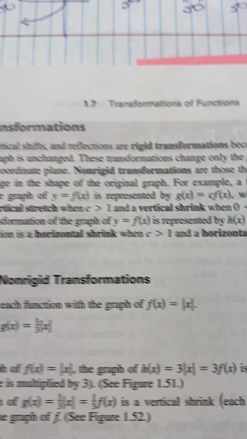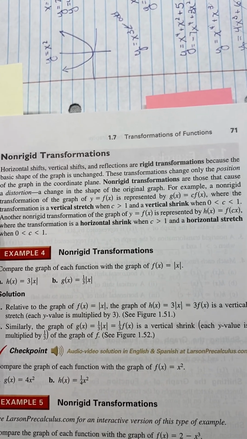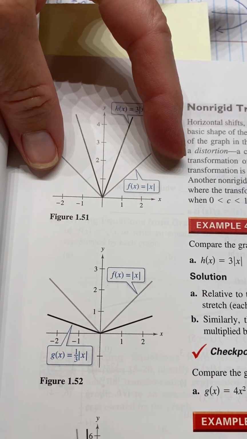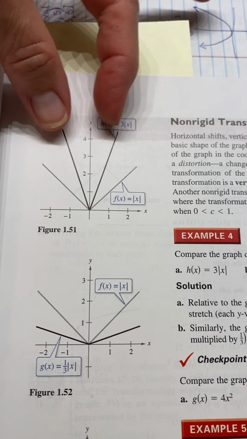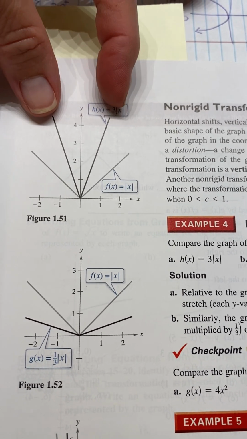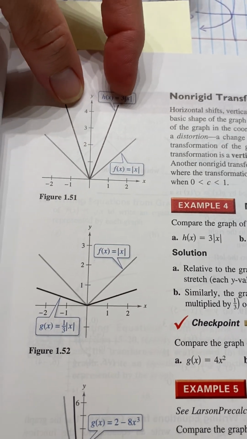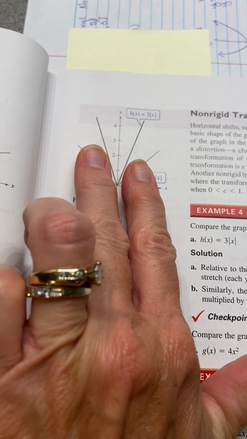Okay, so what does this mean? This paragraph right here, I think, is just a little confusing. From here to here, we call that a vertical stretch. Think of it like this. Think if you took the ends of this and vertically you stretched it up, it would become this function. Now, a vertical stretch is also called a horizontal shrink. So it depends on how you look at it.